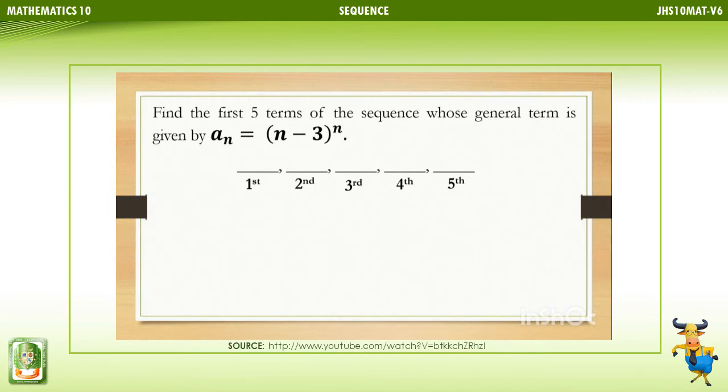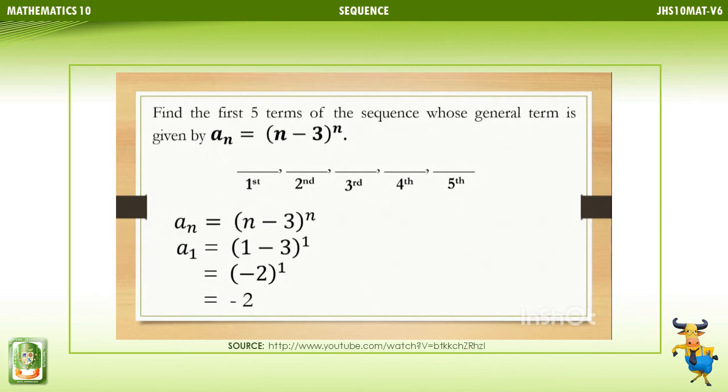Let's try to solve. So, given yung formula na or rule na a sub n is equal to the quantity of n minus 3 raised to n. So, magsa-substitute tayo ng 1 doon sa mga n since ang hinahanap natin ay first term. So, ang ilalagay natin sa mga n na yan ay 1. So, let us solve 1 minus 3. That will become negative 2.